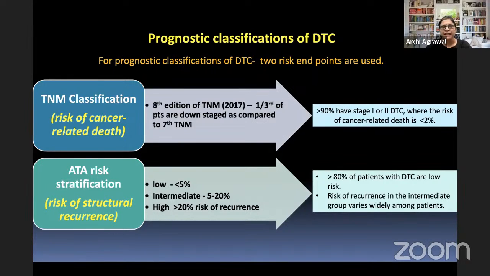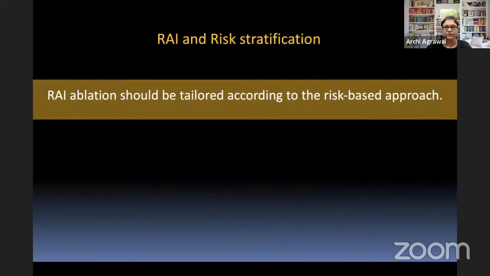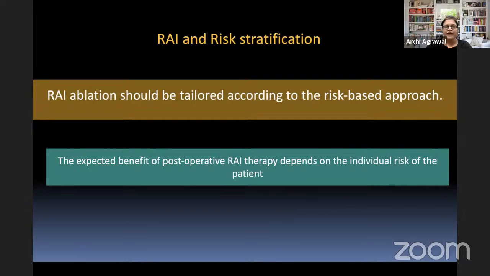And as per the ATA risk stratification, more than 80% of the patients of DTC are low risk, and therefore the risk of structural recurrence is very, very low. Whereas the risk of recurrence in the intermediate group varies widely from 5 to 20%, and you should treat them carefully. So RAI ablation should be tailored according to a risk-based approach. And the expected benefit of post-operative RAI therapy depends upon the individual risk of the patient.